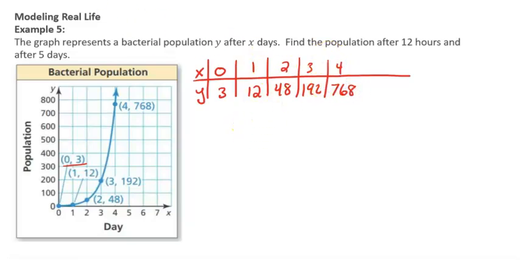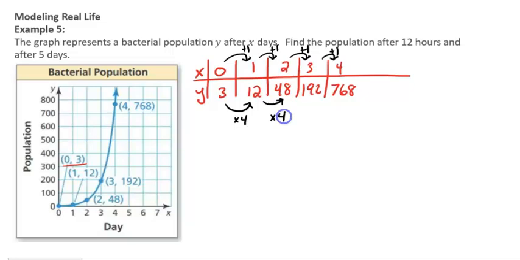Okay, so now let's look at what pattern we have here. Obviously we know that the x's are increasing by 1. And since the x's are increasing by 1, when we find the pattern of the y's, it's going to be really easy to write our equation. So to get from 3 to 12, we're multiplying by 4. And 12 times 4 is 48. If I check in a calculator, 48 times 4 does get 192, and 192 times 4 does get 768.